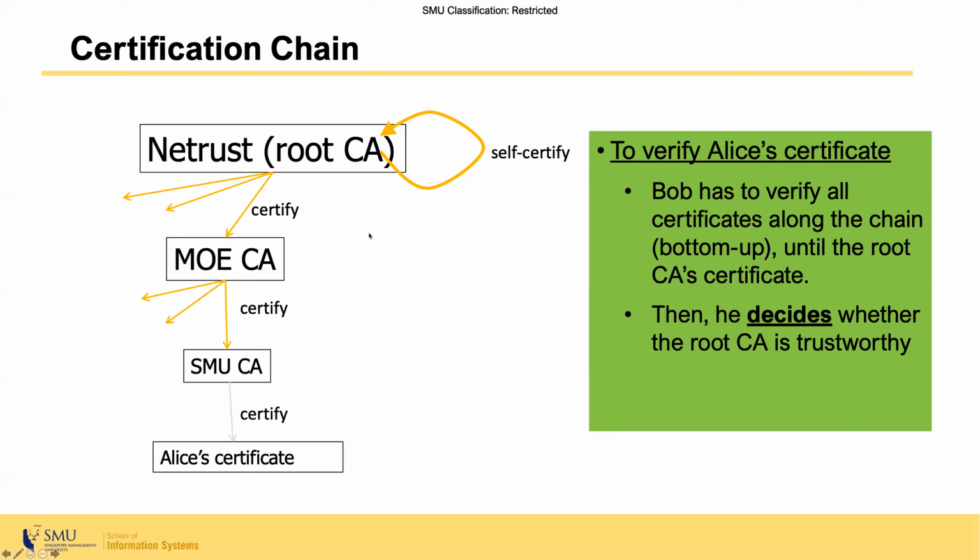So if you go all the way up, at some point, it has to start somewhere, and that place is called the root CA. And NetTrust is a worldwide organization that can produce certificates for the intermediary certification authorities, and it is one of the root CAs.